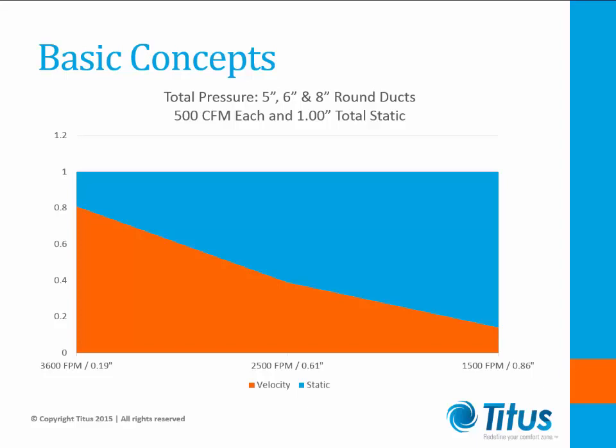If we transition again to an 8-inch duct, the airflow will now be traveling at 1,500 feet per minute. Velocity pressure will decrease to 0.14 inches, and static pressure will increase to 0.86 inches. If you notice in all these different calculations, the total pressure remains constant, but the velocity pressure related to airflow drops dramatically as we get below 1,500 feet per minute.